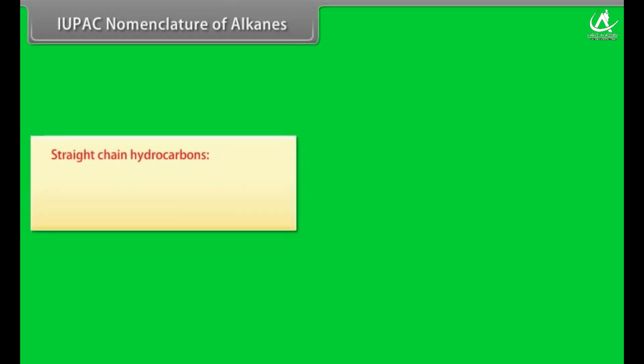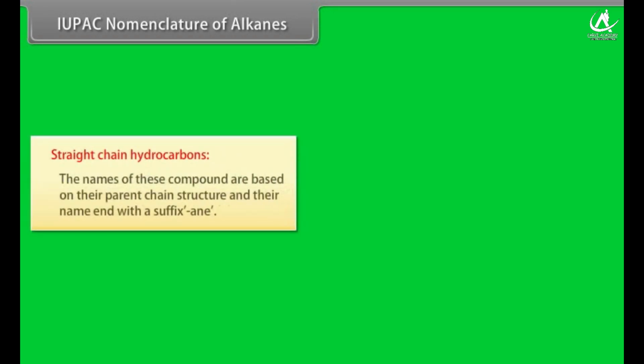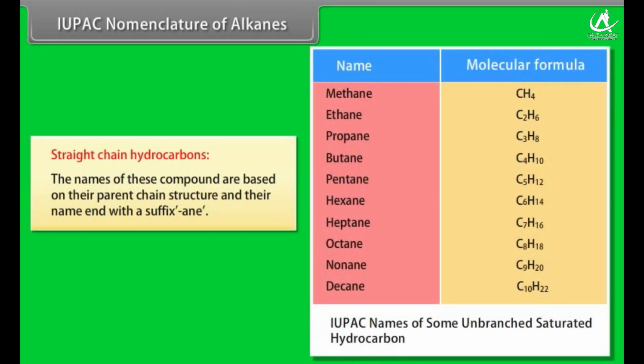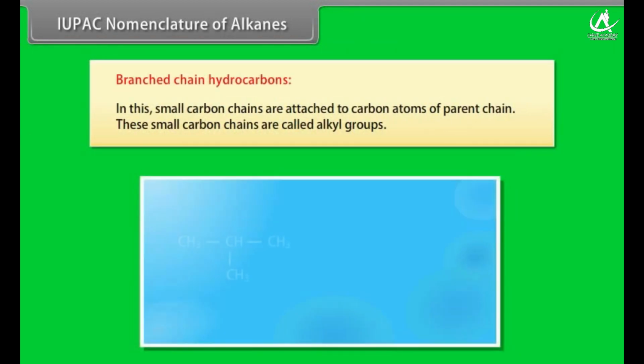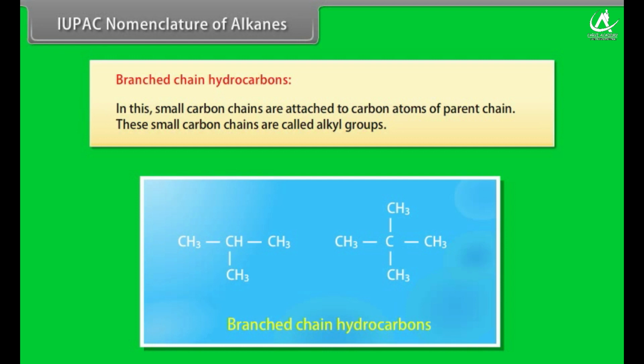IUPAC nomenclature of alkanes. Straight chain hydrocarbons. The names of these compounds are based on their parent chain structure and their name ends with the suffix -ane. Branched chain hydrocarbons. In this, small carbon chains are attached to carbon atoms of the parent chain. These small carbon chains are called alkyl groups.